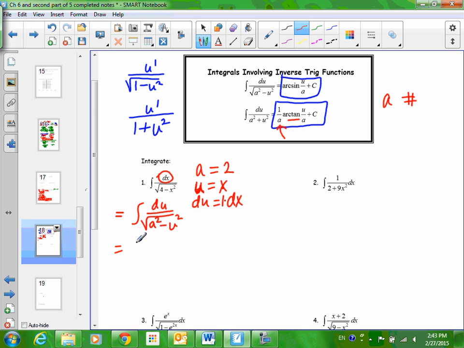So if I know I'm using arcsine, let's go ahead and write arcsine. And then this says u over a. So again, if you've written all this up here, it's nice. You go x over 2 plus c. And that's it. These problems are actually, for the most part, easier than what we had been doing, I think, if you know the formula. If you don't know the formula, then it's not easy.